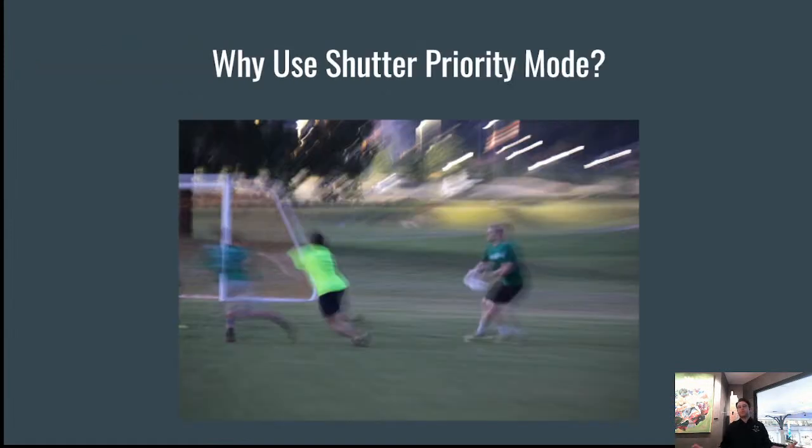Why use shutter priority? I think that this picture right here sums it up. If you're new to photography, you probably take a lot of photos that look like this. And why is that? It's because we're not using motion in the correct way.